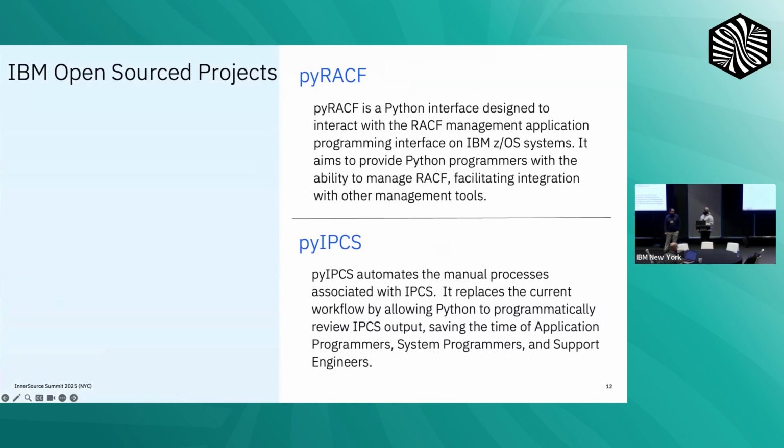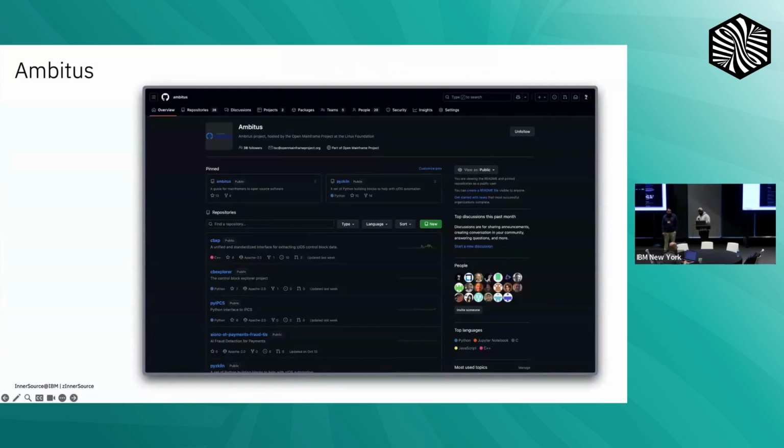So with that, just an appreciation for some of the projects that have come through our pipeline. We've had a couple of projects that have gone through our InnerSource pipeline that have now become open source in the Z space. We've got PyRackF, which is a security maintenance tool, as well as PyIPCS that helps with dump management and things of that nature. And then last but not least, before I hand this back to Mike, I want to talk about Ambitus, which is something that has existed long before our InnerSource process, but we've connected with in that InnerSource to open source journey to enable a full sweep through, right?